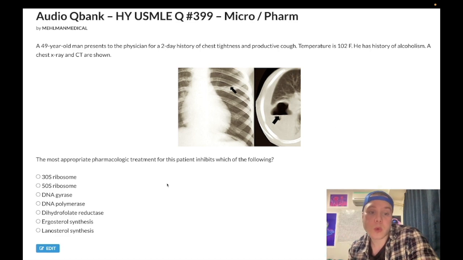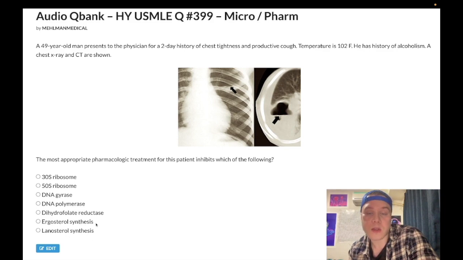So, question's asking the most appropriate pharmacologic treatment. Let's just walk through the answer choices here. We'll go backwards. Lanosterol synthesis, wrong answer. This is an antifungal treatment. This is terbinafine. Terbinafine inhibits squalene epoxidase, converts squalene into lanosterol. And terbinafine topically is used for tinea pedis, foams, sprays. Oral terbinafine is for onychomycosis, nail bed fungus, okay? Wrong answer.